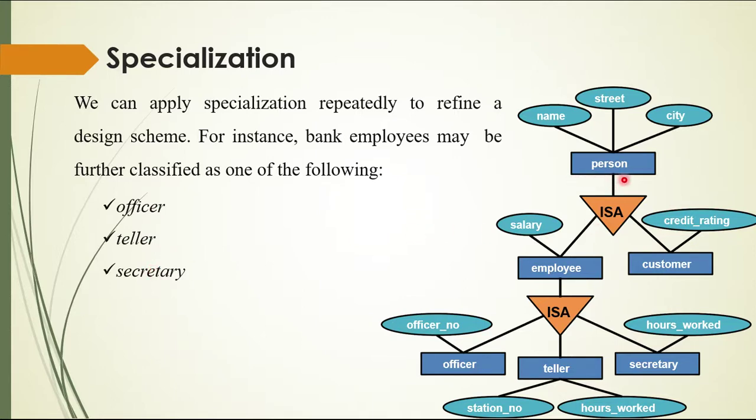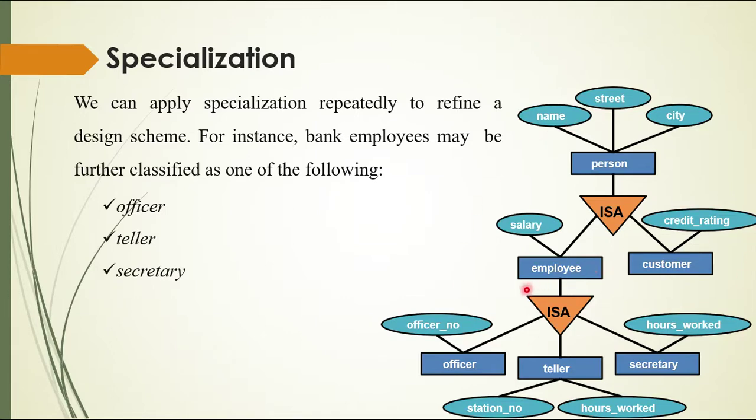See here, this is the person entity. This is our higher level entity, and this entity is further divided into two parts, that is employee and customer. Now here person is a higher level entity, and employee and customer are the lower level entities, or we can say that person is a superclass and employee and customer are the subclasses. Employee of the bank and customer of the bank are persons. So a person may be an employee of the bank and a person may be a customer of the bank. So person is divided into employee and customer. So this is the specialization.